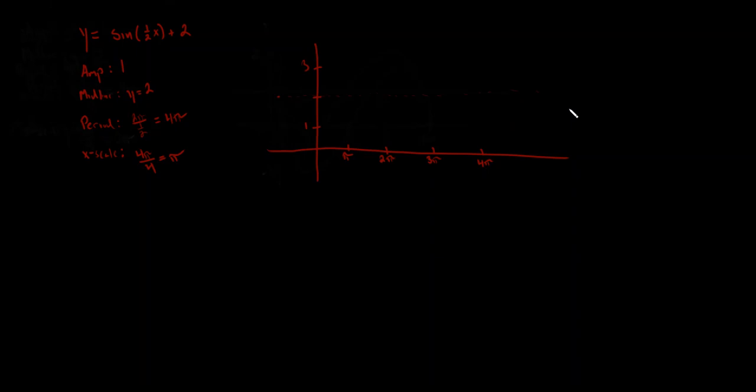Okay, and now sine, remember, starts at its midline, goes up to its maximum. So up 1, because our amplitude is 1, up 1 to our maximum, down 1 to our midline, down 1 to our minimum, up 1 to our midline. So this would end up being the graph of this particular sine function.